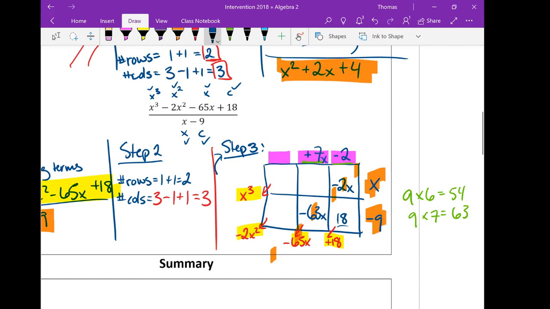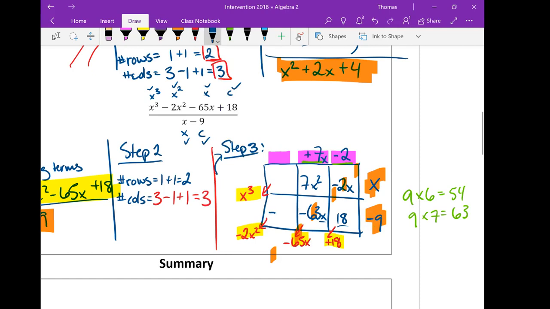So it needs to be a positive, because positive and negative will make our negative, positive 7. And then we need an x up here to get that x down there. Positive 7x, sounds good. Now we can fill in the next term. 7x times x is 7x squared. We have 7x squareds, and we need to get down to negative 2x squareds. Well, I need to take away some because we have too many.